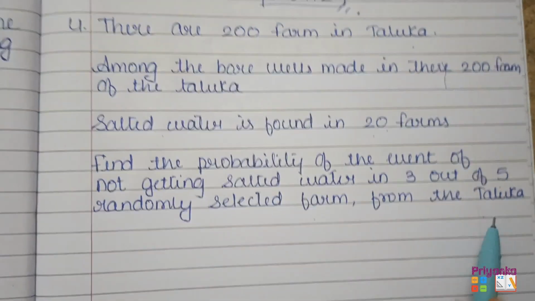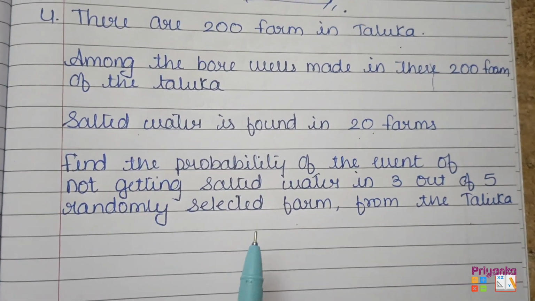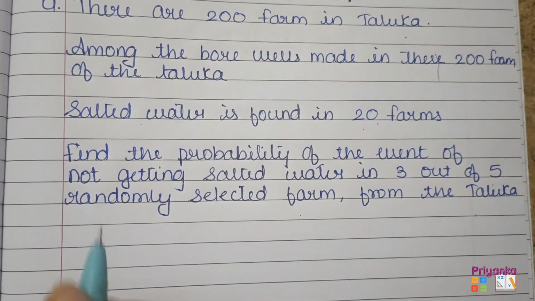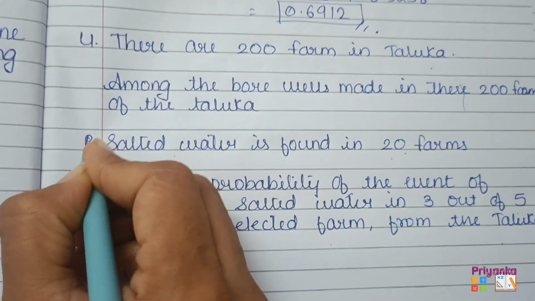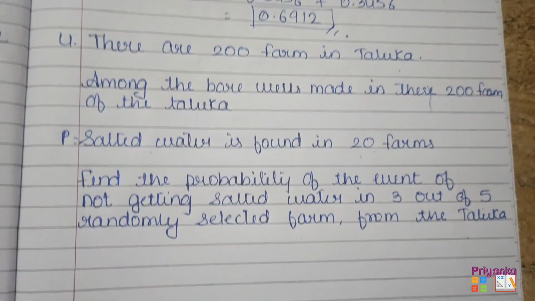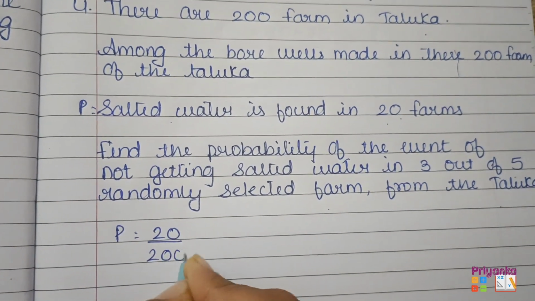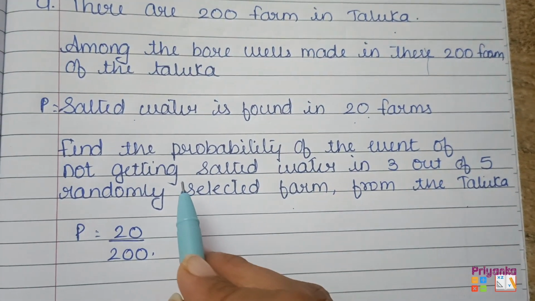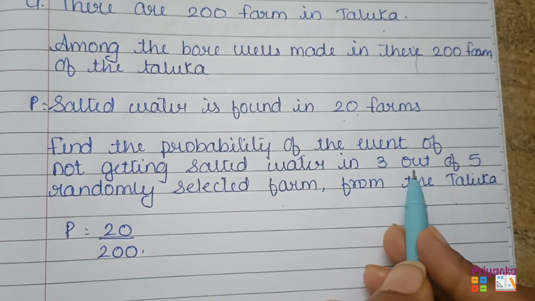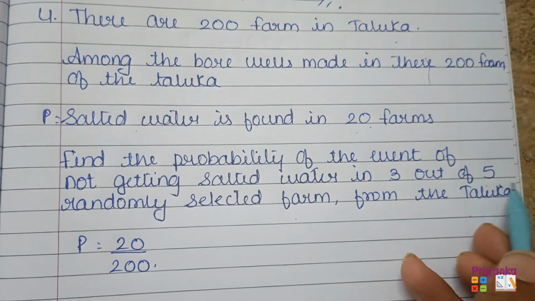Now whenever a question is given like this, here you have to find out what p, x, n and q are. Now here salted water is found in 20 farms. So here I am denoting the probability of success, that is p is 20 out of 200 farms. Then it is given to find the probability of the event of not getting salted water in 3 out of 5.